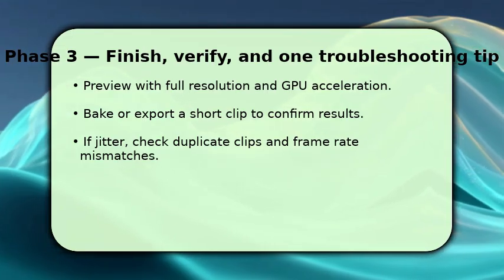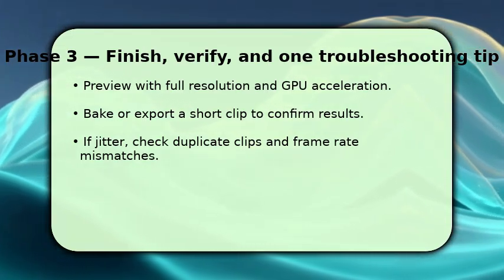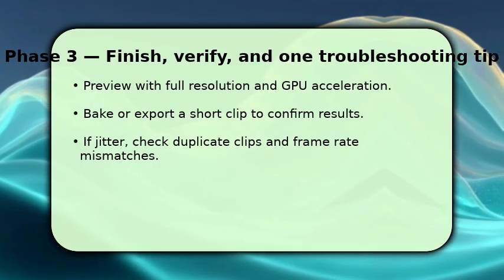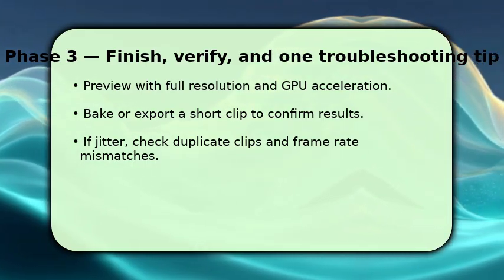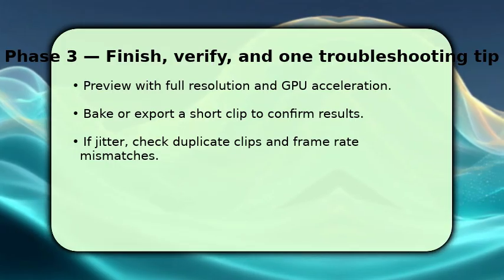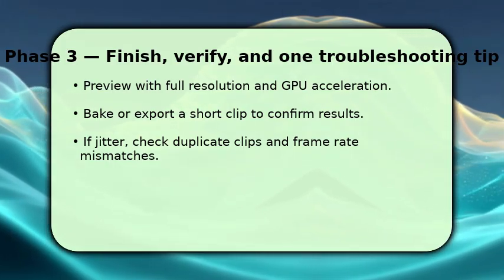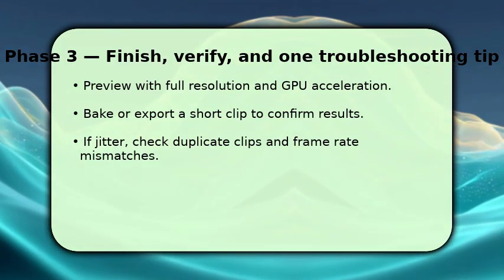If your animation looks off, make sure your project frame rate matches source footage and inspect for overlapping keyframes or duplicate clips. Those are common causes of jitter. If problems persist, simplify the curve to a linear segment, then reapply each.